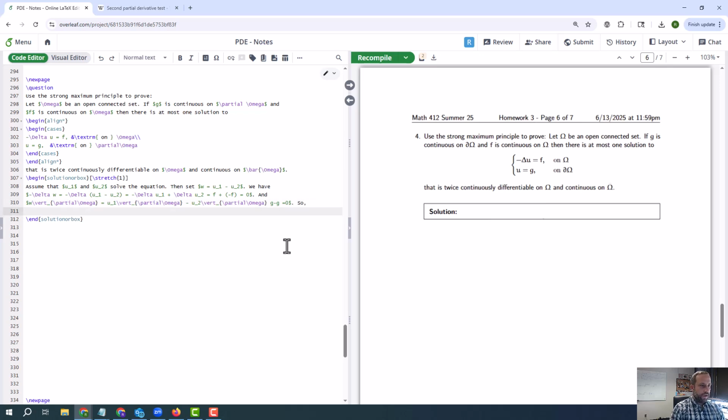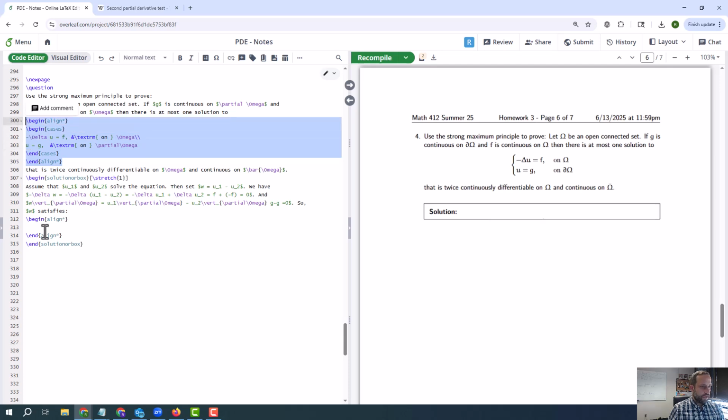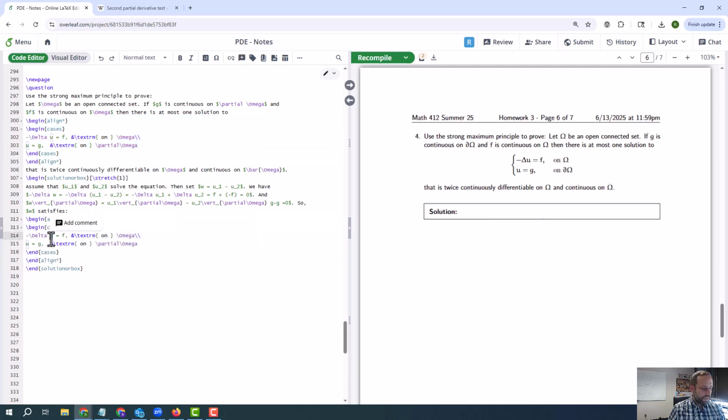So W satisfies the following: minus delta W is equal to 0, and W is equal to 0 on the boundary of omega. Okay, so I said use the strong maximum principle. You don't actually need the strong maximum principle, but the strong maximum principle can prove the weak maximum principle. I'm not sure why I put the strong maximum principle here.